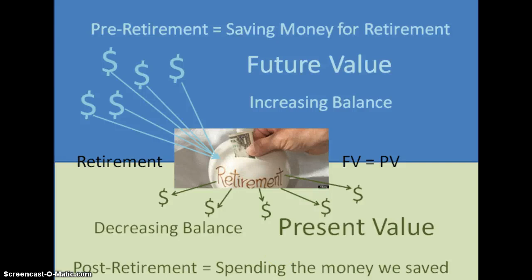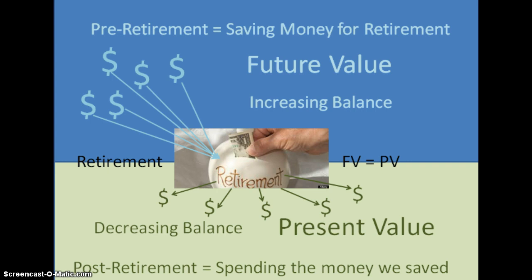As we near the end of our chapter on financial mathematics, we have two formulas that we're using. One is a future value formula and one is a present value formula. So I want us to understand the difference between the formulas and when to use which one. So we're going to look at, in this situation, the context of retirement planning.